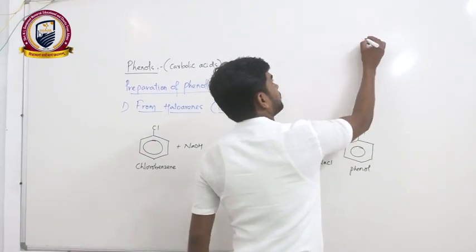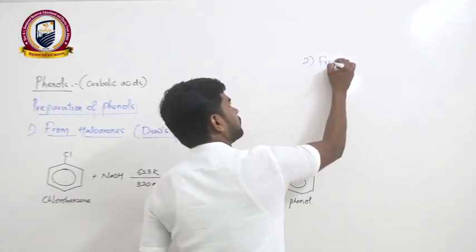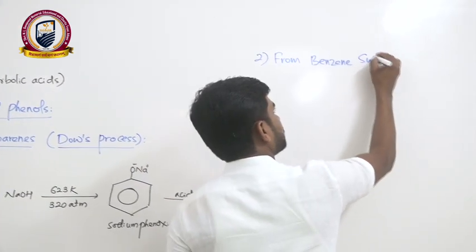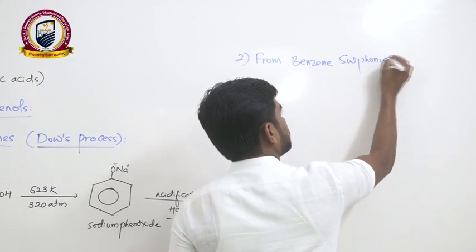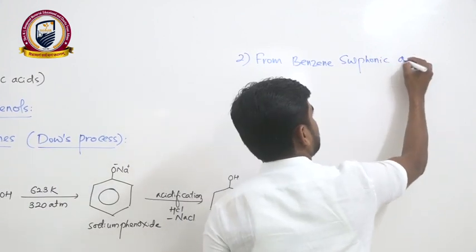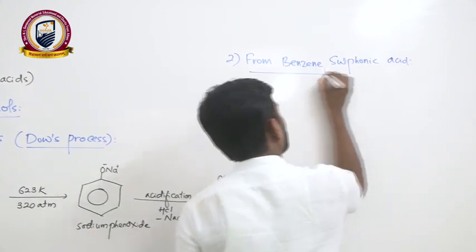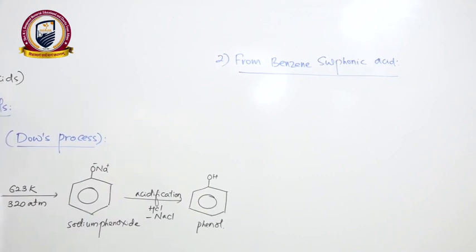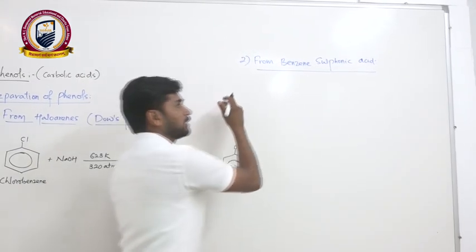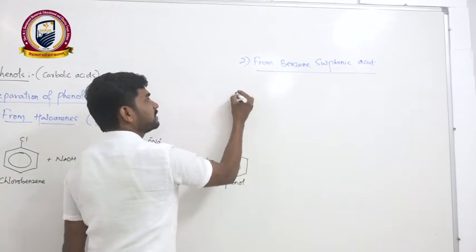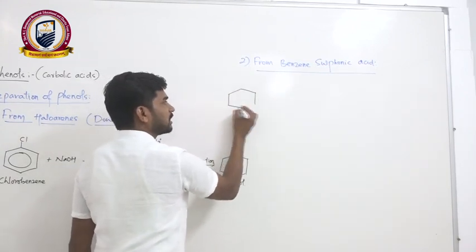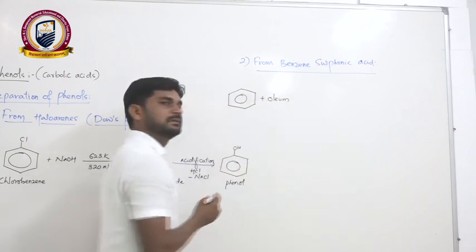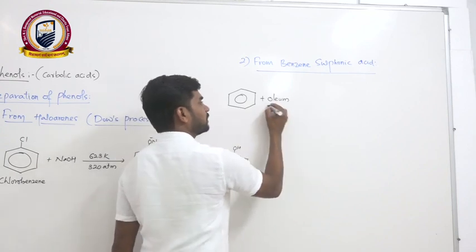And second method for the preparation of phenols is from benzene sulfonic acid. You know the formula of benzene sulfonic acid, right? So the preparation of phenols with the help of benzene sulfonic acid involves a simple method. First we have to treat the corresponding benzene with oleum.